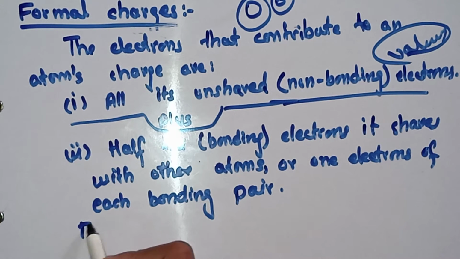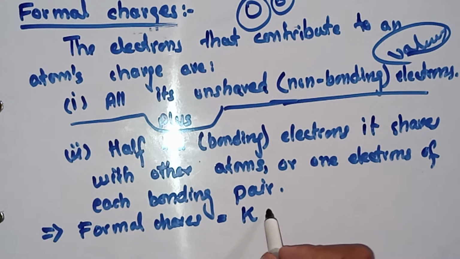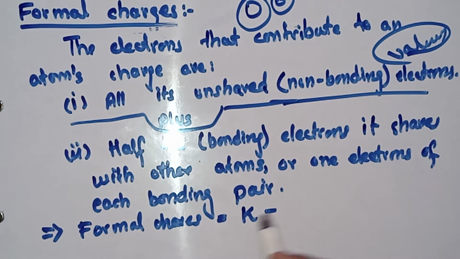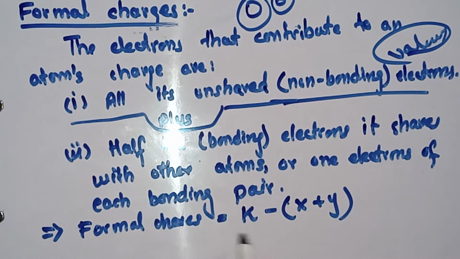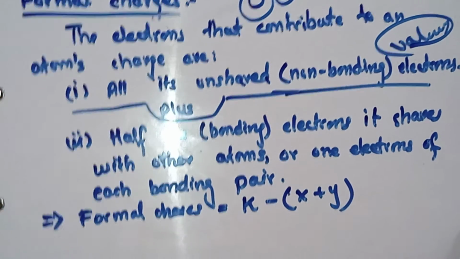Now there is one formula for formal charges. Formal charge is equal to, let's suppose, k minus x plus y. That is the formula. What is meant by k, what is meant by x, and what is meant by y?